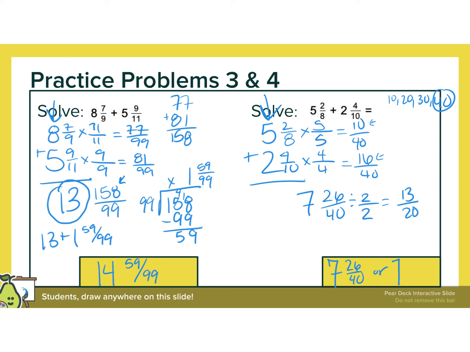So either one of these answers will be correct on your exit ticket. Okay? You don't have to reduce yet. Eventually we'll get there. Try 5 and 6.